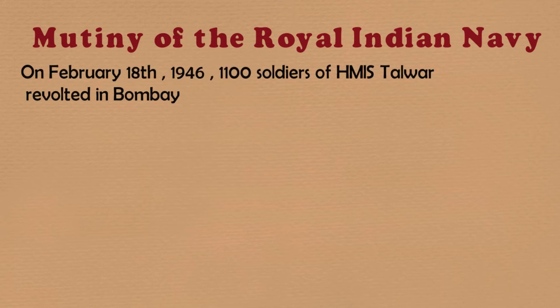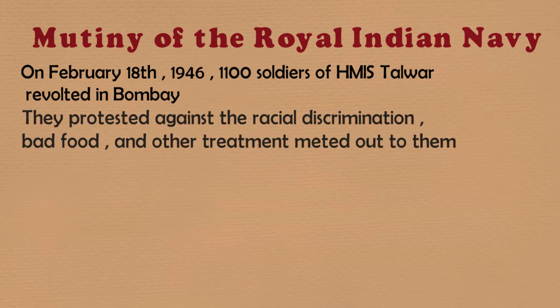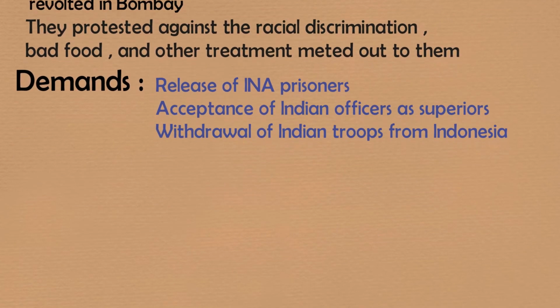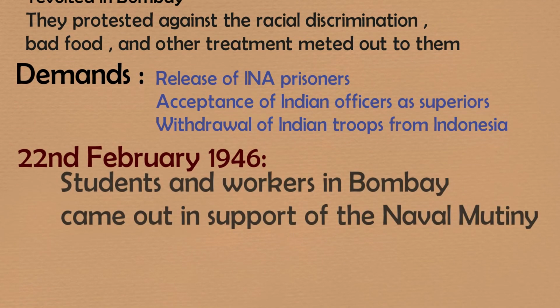On February 18, 1946, 1100 soldiers of HMIS Talwar revolted in Bombay. They protested against the racial discrimination, bad food, and other treatment meted out to them. They also demanded release of INA prisoners, acceptance of Indian officers as superiors, and withdrawal of Indian troops from Indonesia. Four days later, on 22nd February 1946, Bombay workers revolted. Students and workers came out in support of the naval mutiny.